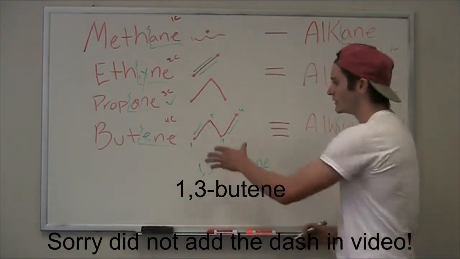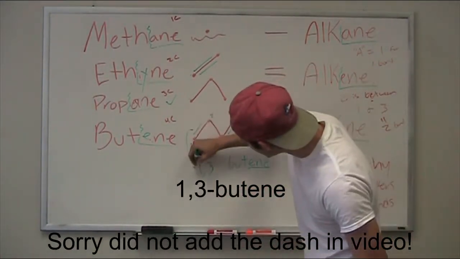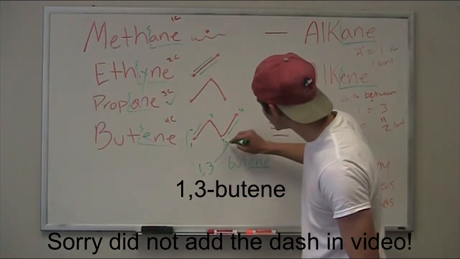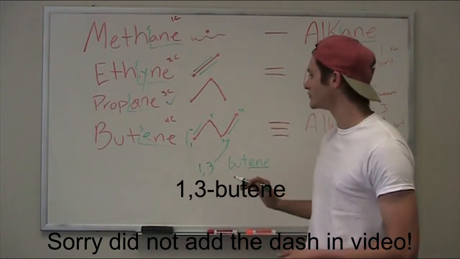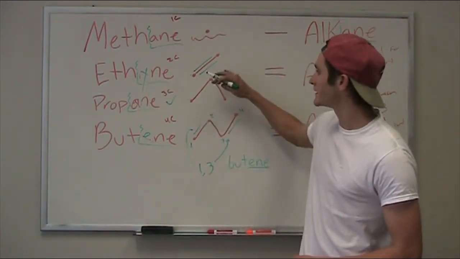Therefore, we know that there's a double bond here on the 1 carbon and a double bond here on the 3 carbon. It's pretty easy. So you just substitute it, and that's a butene. It's a 1,3 butene. That's a propane, and that's an ethyne.